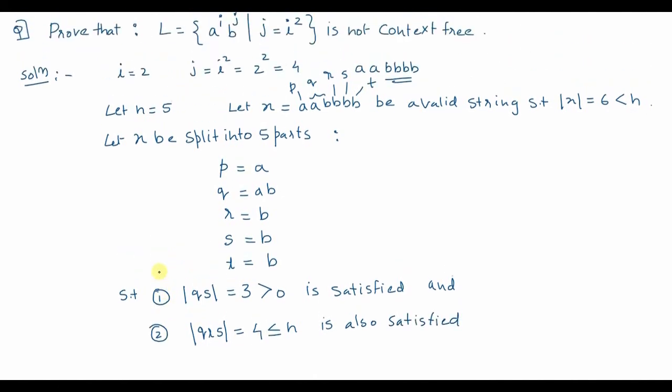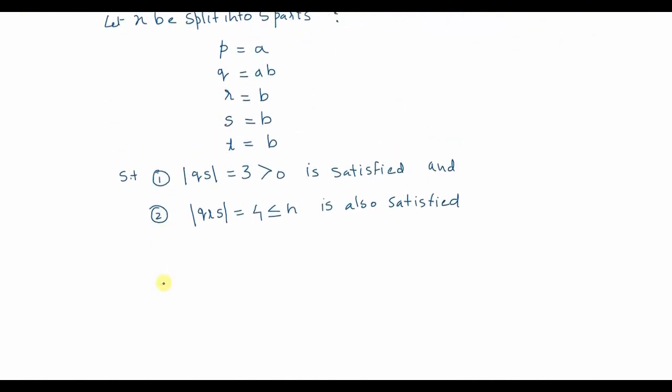Okay. So now I can split the string. After splitting the string, now I have to take the value of m. Now for m equal to 0, what happens? PQ raised to 0, RS raised to 0, T. How would the string look? P will be repeated once, Q will not be repeated, R will be repeated once, so R is B, S will not be repeated, T will be repeated once, so I will get another B.